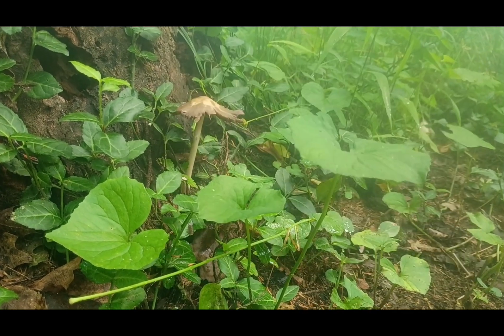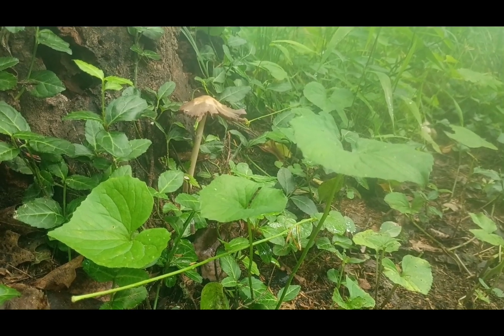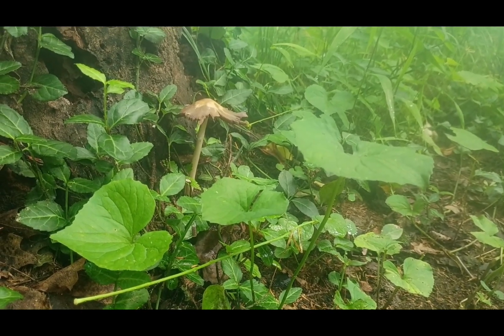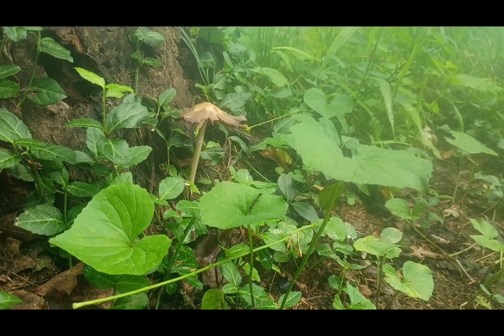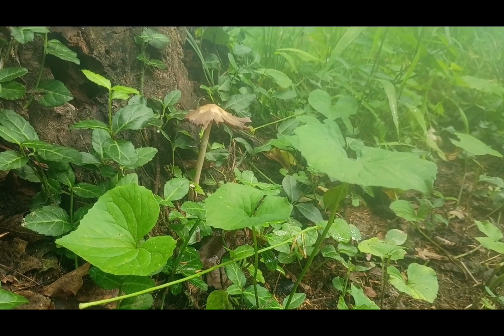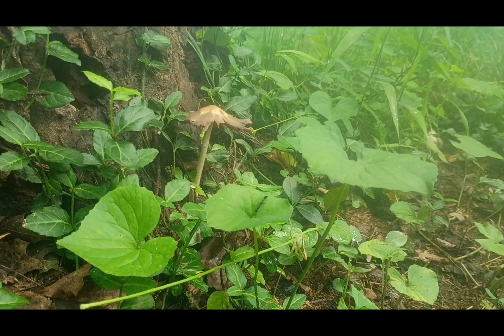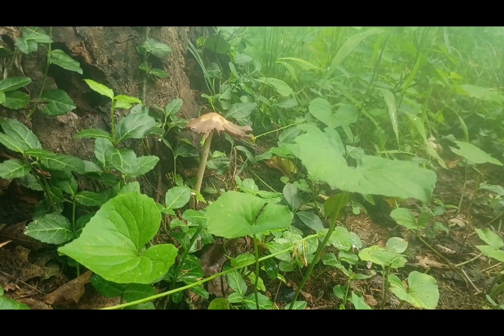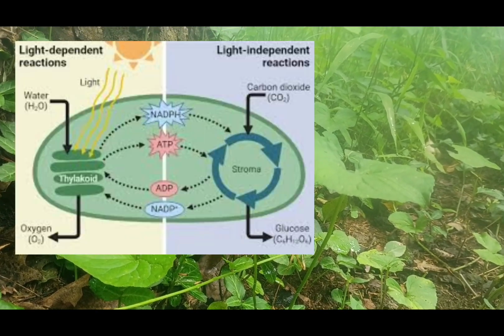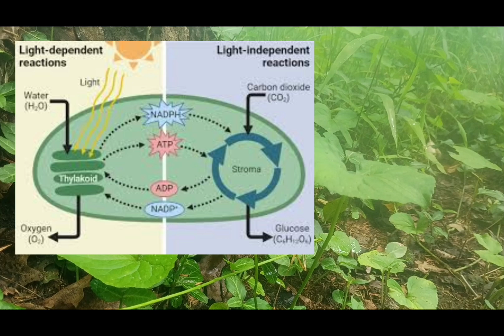So, the little tidbits that plants throw away are actually what we depend on for survival. Which is ironic considering how much we overlook plants in general. Now, there are really two kinds of photosynthesis reactions. There are light-dependent reactions and there are light-independent reactions, also known as the Calvin cycle.